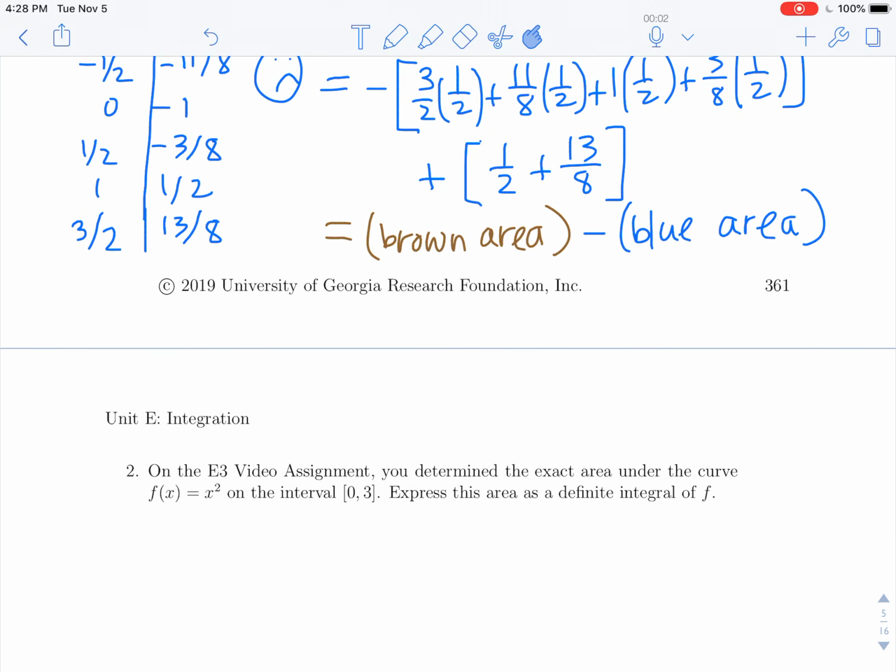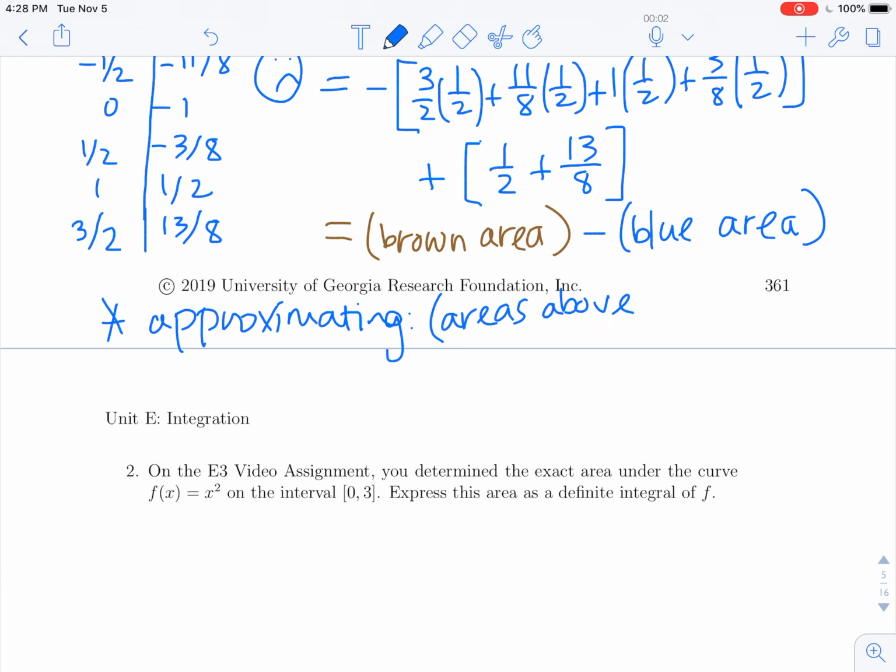And what that's approximating isn't just the plain old area anymore. What we're approximating is the areas above [-1, 2] minus areas below [-1, 2]. So that's what our Riemann sums do in a more general sense. They approximate areas above minus areas below.